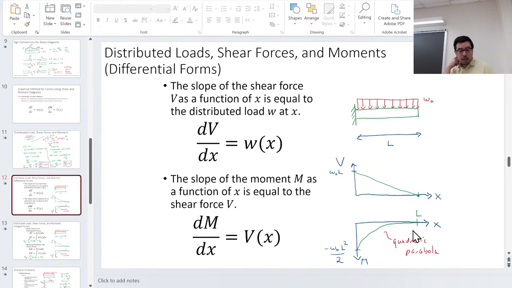And so what you'll see is that we defined a positive V as above the axis, and minus V would be below, a minus M would be below as well. Okay. And we think of these as values that can change along the beam as we go along.